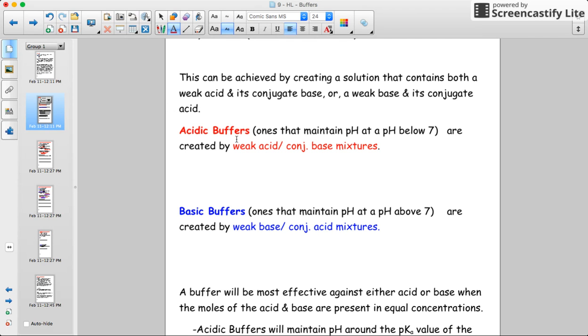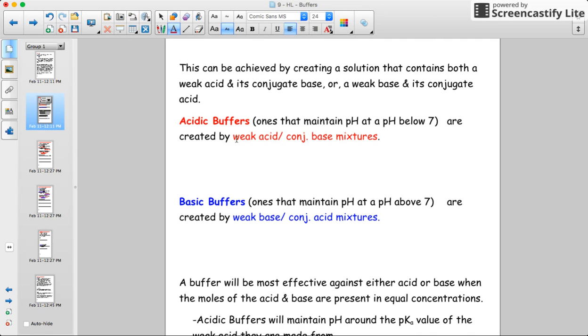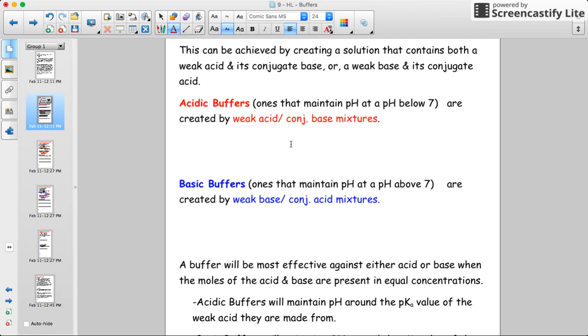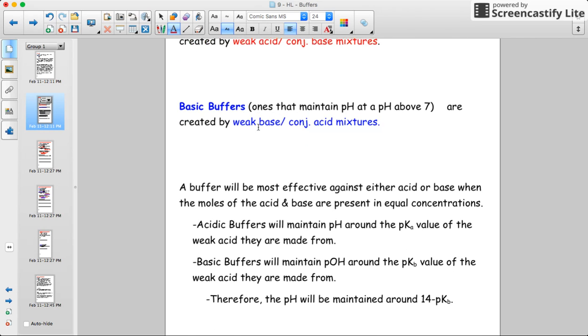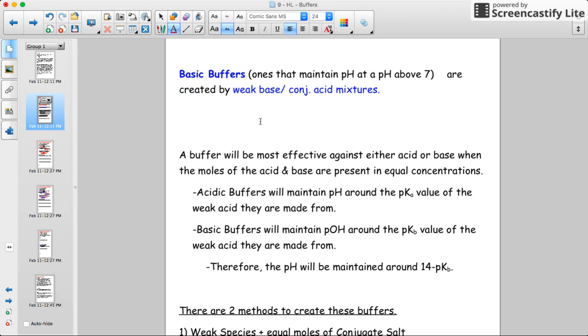You can make acidic buffers that maintain pH somewhere below 7, and you can create basic buffers which hold the pH somewhere above 7. The acidic ones are created by weak acids and their conjugate bases, whereas basic ones are produced by weak bases and their conjugate acids.